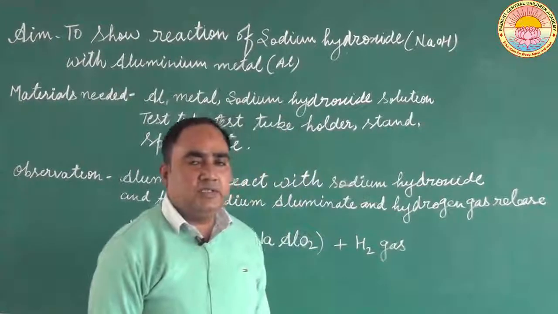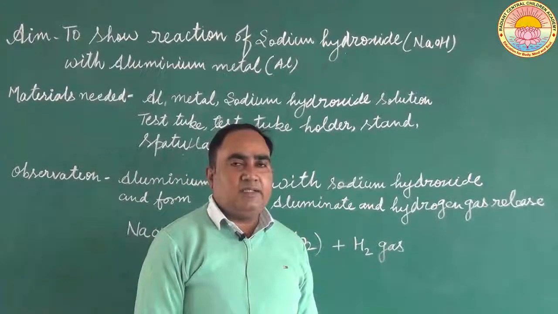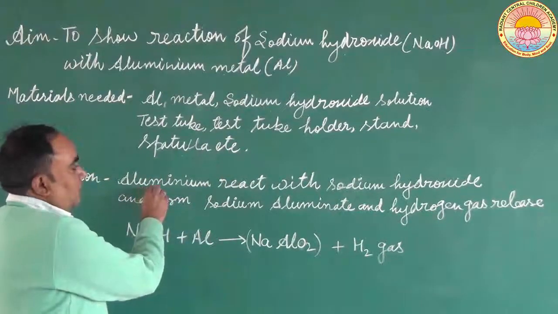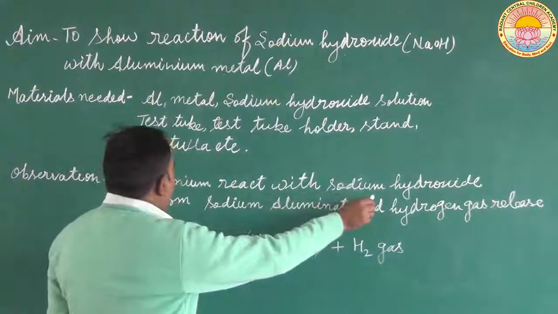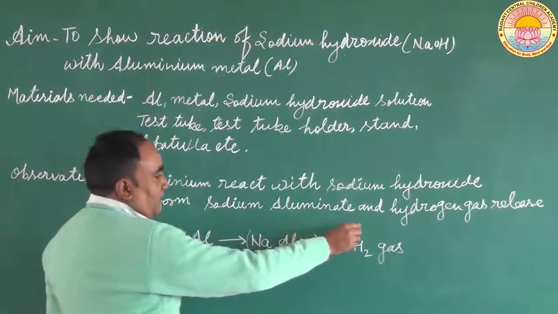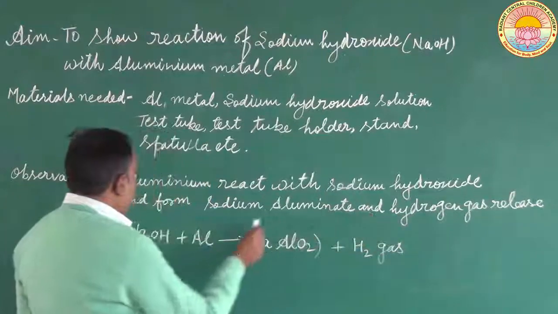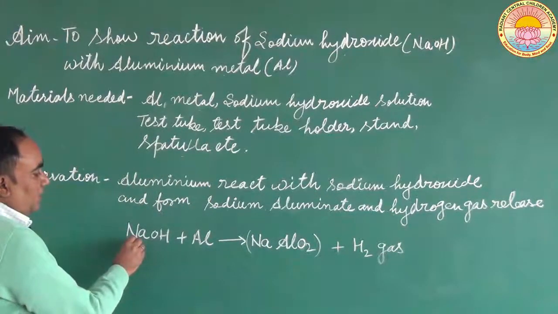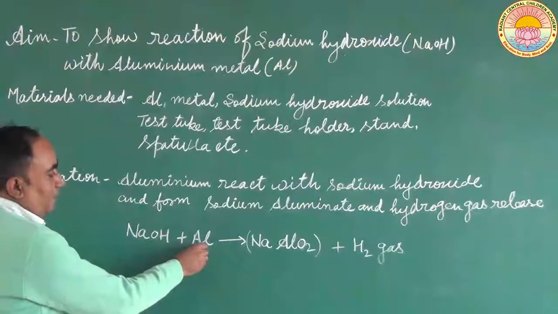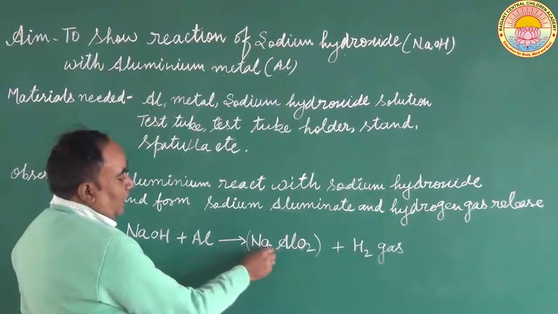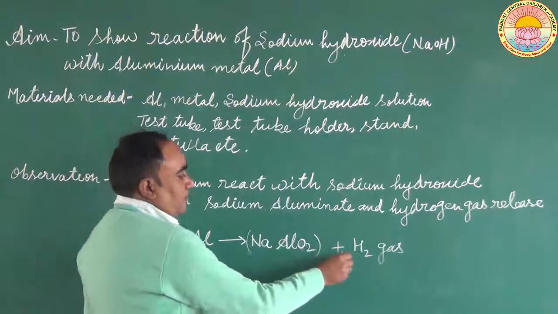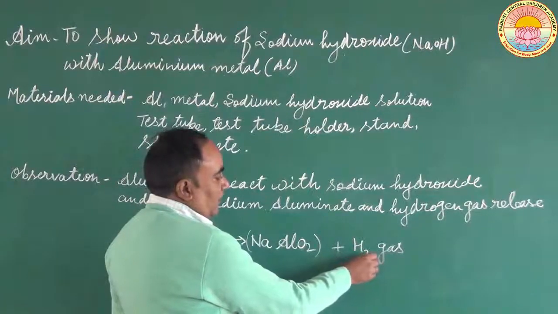So students, you see that when we perform this activity, the observation is that aluminum reacts with sodium hydroxide and forms sodium aluminate, and a gas is released, that is hydrogen gas. The chemical formula of sodium hydroxide is NaOH, and it reacts with aluminum metal, Al. It forms sodium aluminate, NaAlO2, and it releases H2, that is hydrogen gas.